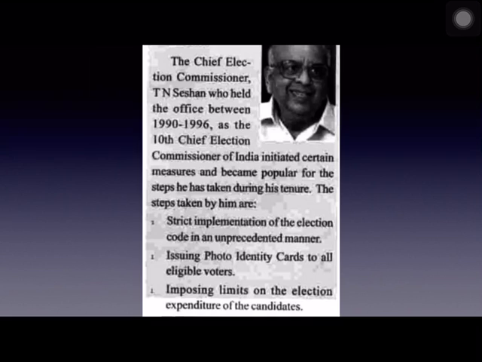Because the Election Commission puts a limit on the election expenditure to be incurred by the candidates. Otherwise, if that limit is not there, the candidates who are contesting in the elections will incur expenditure as they like. Sometimes it crosses crores also. They distribute money to the people in the form of bribes. So imposing limits on the election expenditure of the candidates was a very good step taken by T.N. Seshan. So these are the three measures which were introduced by him, and because of these measures, he became very popular.